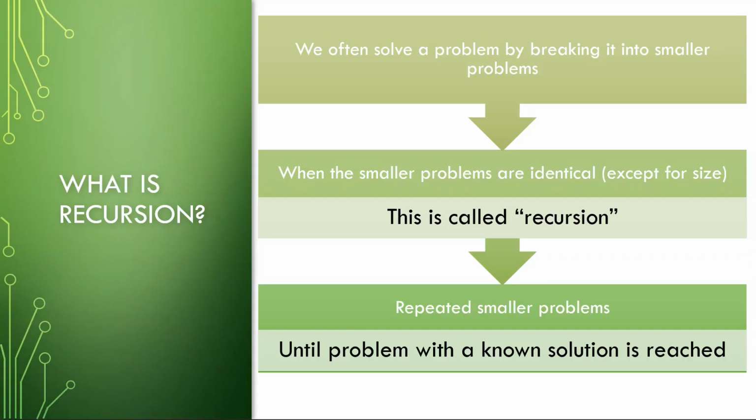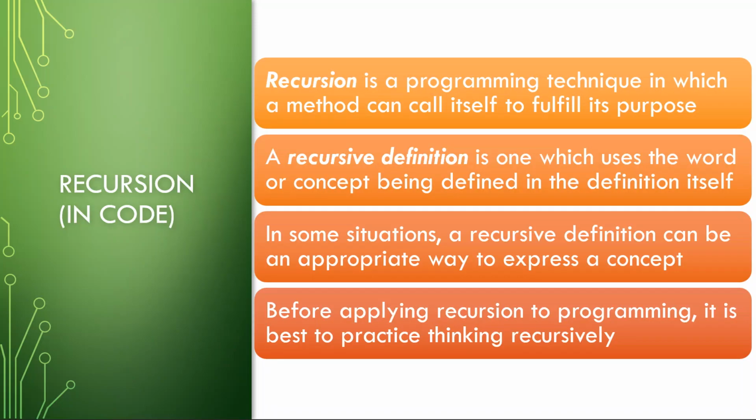So what is recursion? We often solve a problem by breaking it down into smaller parts. When the smaller problem is identical except for size, this is called recursion. So we may have a bigger problem, but then we can break it down into a smaller chunk and repeatedly keep doing that, so that it looks identical to the original problem, but the size of it is actually smaller. Now this will sound weird, but I have examples coming up that'll make it a little bit clearer. The idea is that it's a repeated smaller problem. Until a problem with a known solution is reached, we keep breaking it down and then we work our way back up.